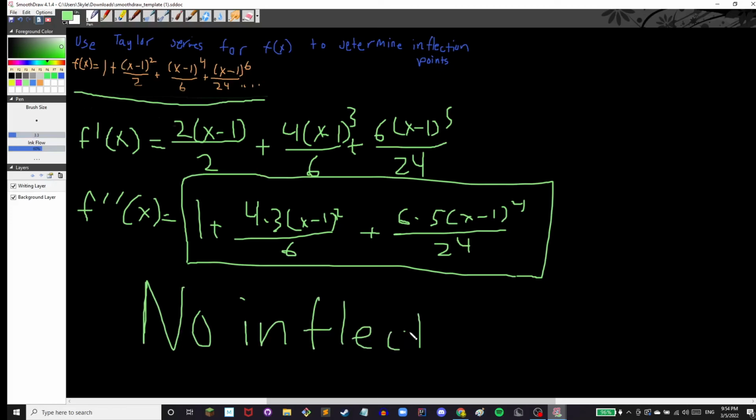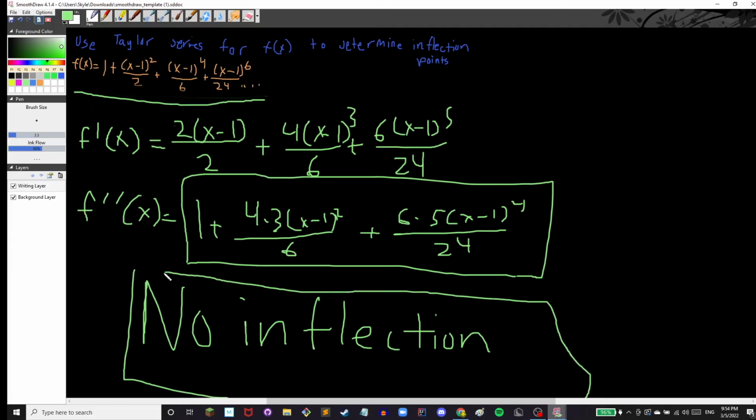And that is why, because if there's no 0, then we can just conclude that there's no inflection, because if it's always positive, then it concaves up, and vice versa for negative. So that is the solution to this problem.